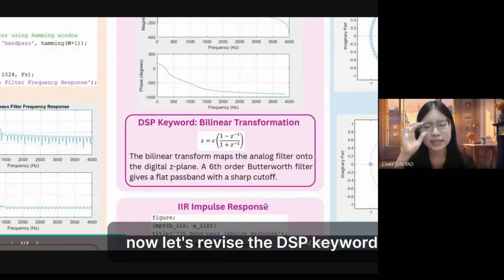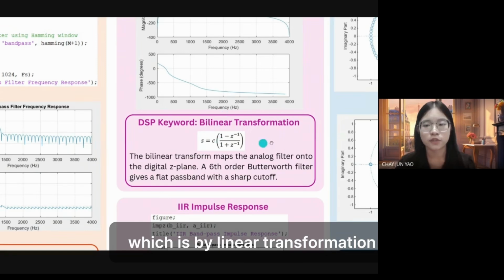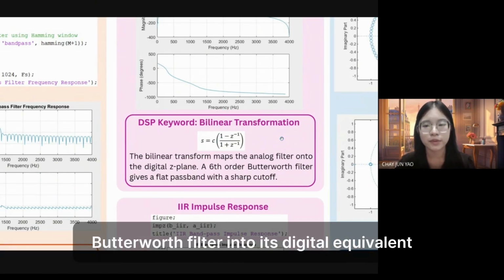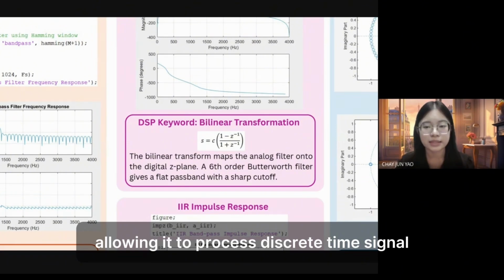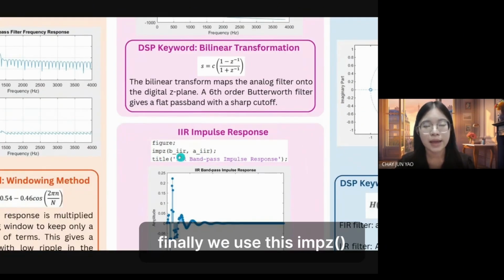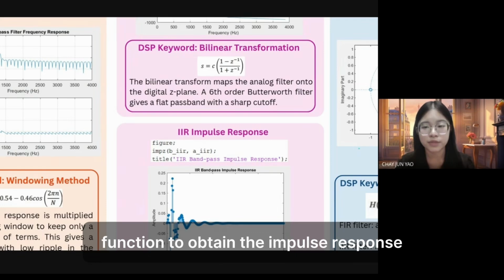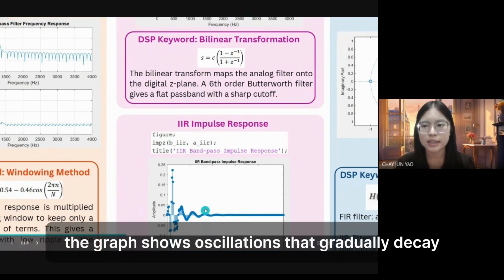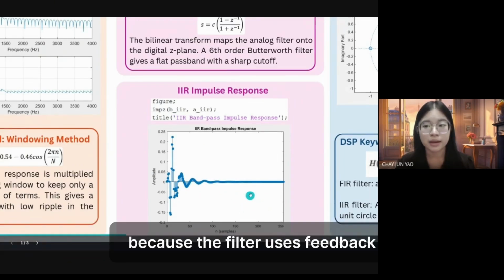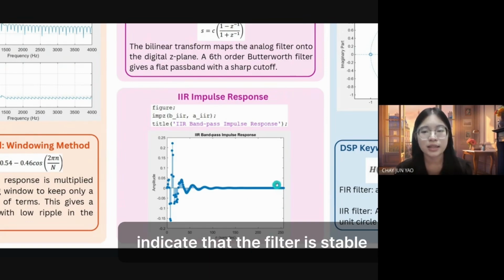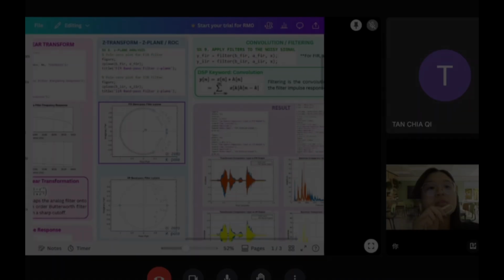Now let's revise the DSP keyword, which is the bilinear transformation. The bilinear transformation converts an analog Butterworth filter into its digital equivalent by mapping the S-plane onto the Z-plane, allowing it to process discrete time signals. Finally, we use the impz function to obtain the impulse response. The graph shows oscillations that gradually decay towards zero but never become exactly zero because the filter uses feedback, while the decaying oscillations indicate that the filter is stable.